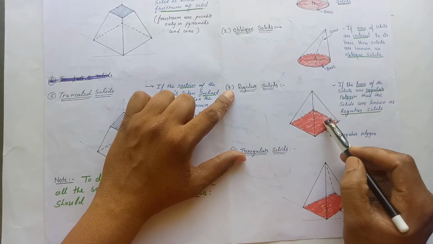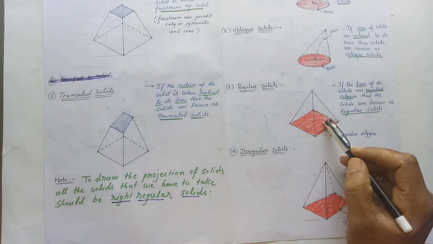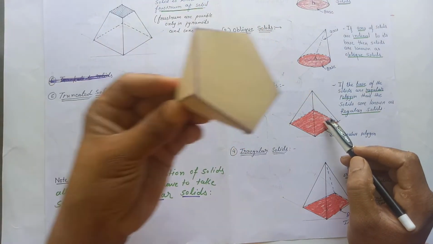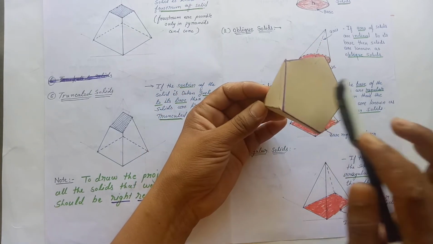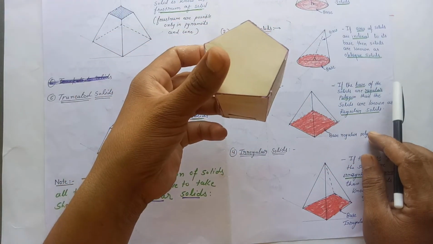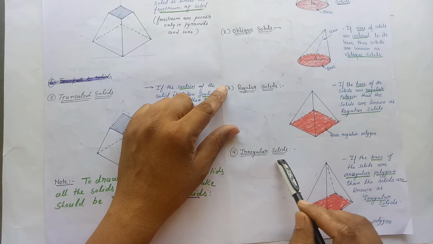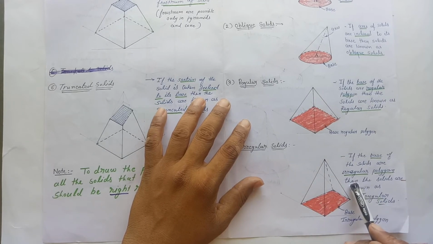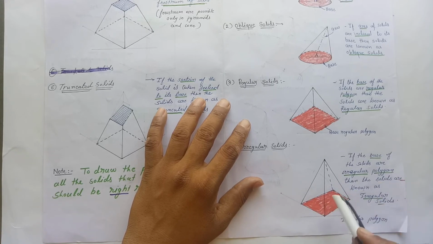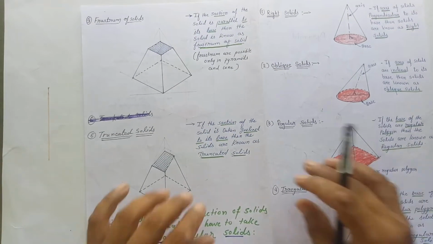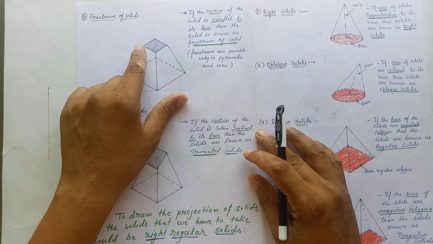If the base of the solid is a regular polygon, then the solids are known as regular solids. We can say that this prism is a regular prism. We can say that this pyramid is a regular pyramid because the base of the pyramid or prism is a regular polygon. What are irregular solids? If the base of the solid is an irregular polygon, then the solids are known as irregular solids. You can see that here the base is an irregular polygon, and this type of solid is known as an irregular solid. Now frustum of solids. What are frustum of solids?